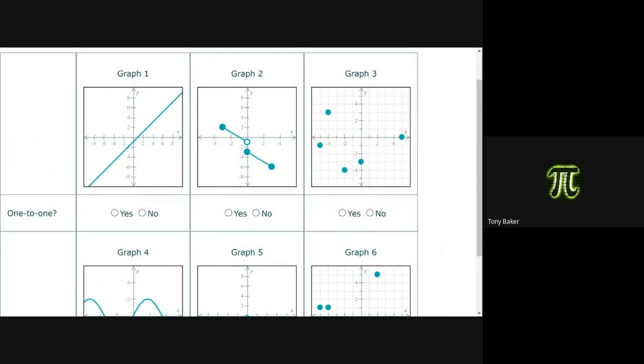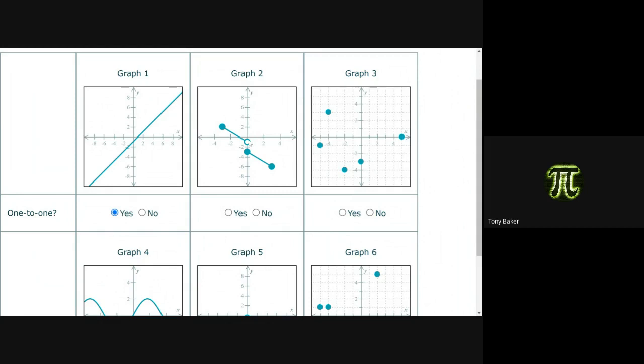So if we look at graph 1, is graph 1 1-to-1? Yes, we can use the horizontal line test. First off, make sure it's a function. That's step 1. And then we can use the horizontal line test to see if the other direction works. In this one, it passes both the vertical and the horizontal line test, so it is 1-to-1.